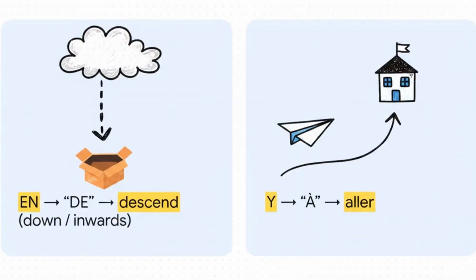Okay, for those of you who like little memory tricks, this one is gold. It helps you really feel the difference. For en, which is connected to de, think of a word like descend, like something is coming from a source, of or from. For y, connected to à, think of the verb aller. You're going to a destination, so en is from, and y is to. That's such a great way to make it stick.